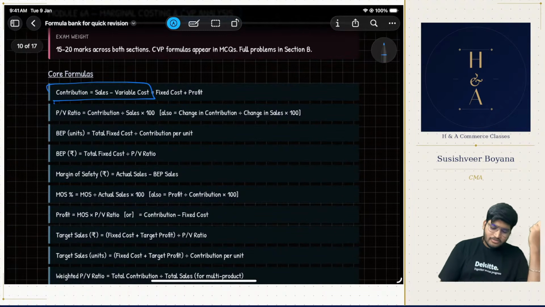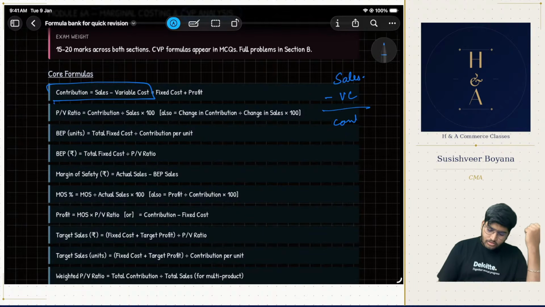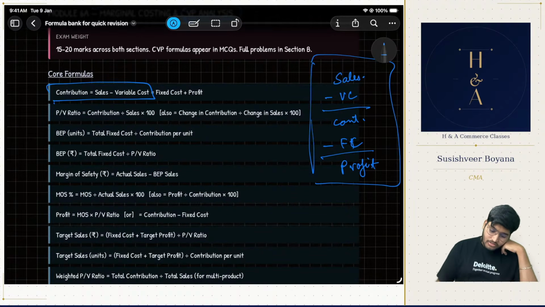Contribution is sales minus variable cost. Let us first start with this. Sales minus variable cost, we get contribution. Contribution minus fixed cost, we get profit. This is a very standard format. Once you know this, you get it.